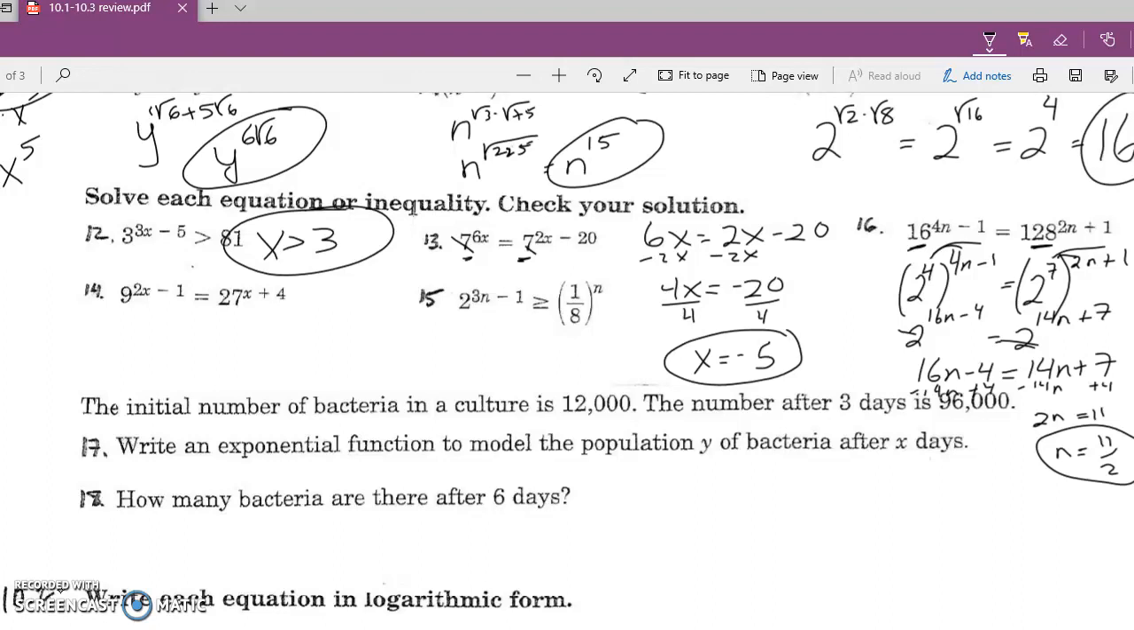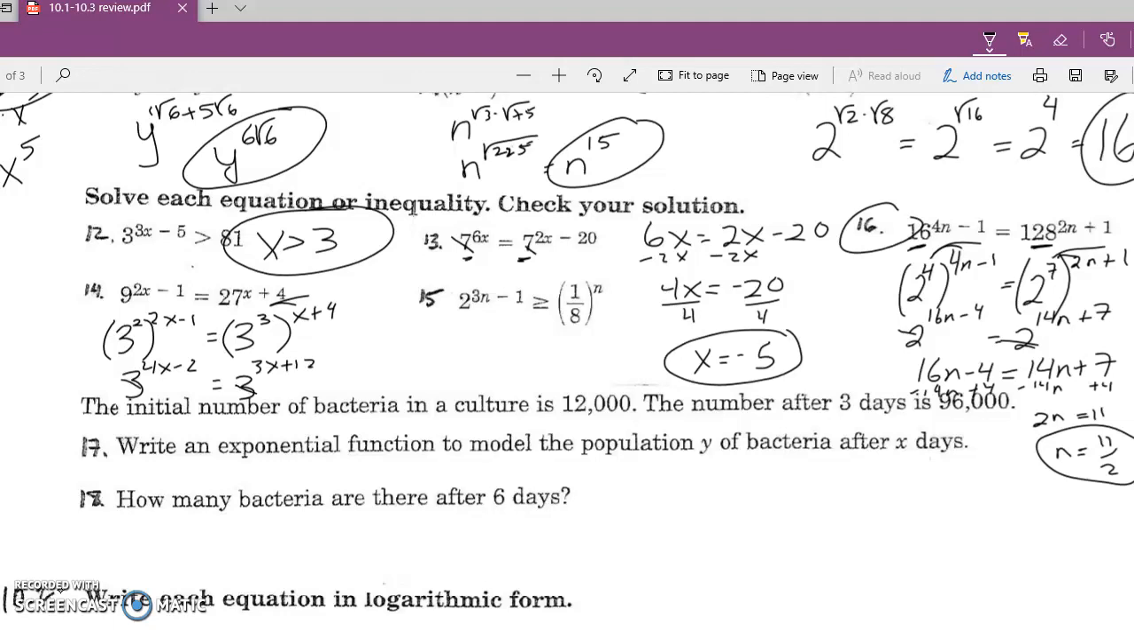When you got a 9 and a 27, again, you cannot make a 27 into 9 to a power, so we're going to have to go to a smaller power. So 9 is 3 to the 2nd, to the 2x minus 1. And 27 is 3 to the 3rd, to the x plus 4. This one's very similar to number 16 we did. So now you multiply, so you would get 3, multiply those together and get 4x minus 2. Again, multiply, so you would get 3 to the 3x plus 12.